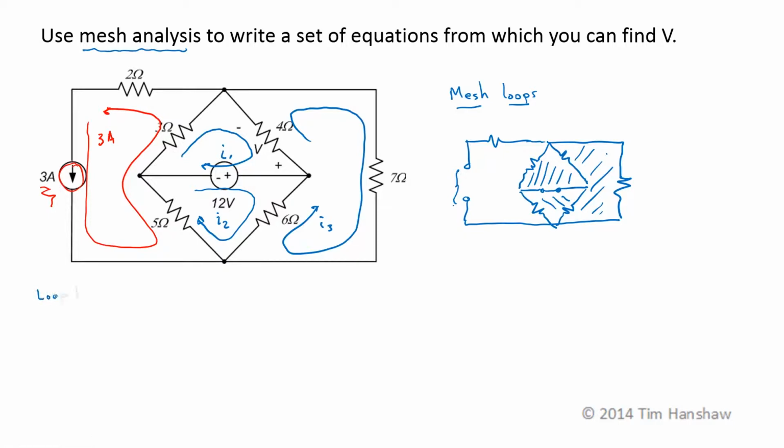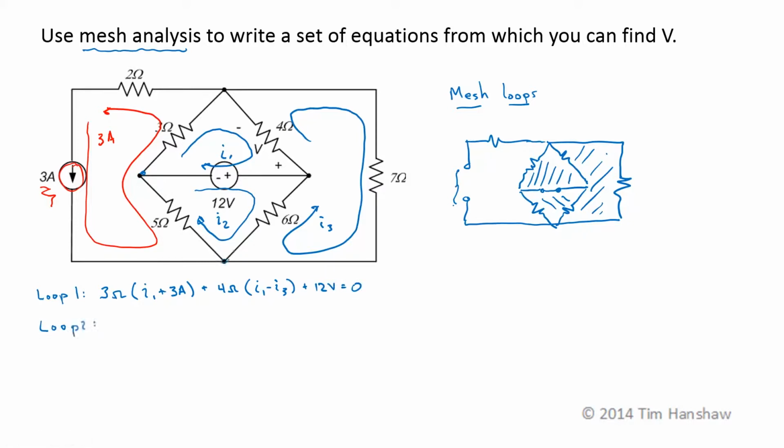So loop 1, if I start over here, I see my 3 ohm resistor first. The current through that is I1 plus 3 amps. They're both in the same direction, plus 4 ohms times I1 minus I3, plus 12 volts is equal to 0.